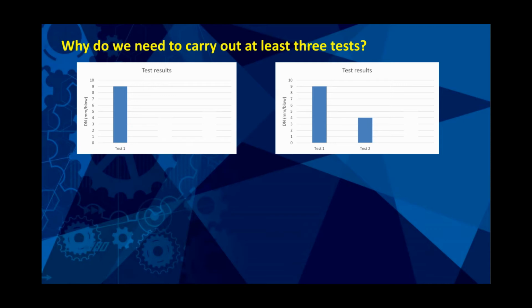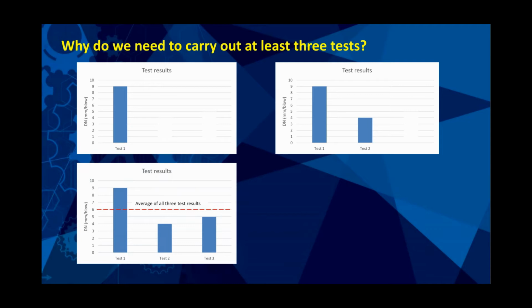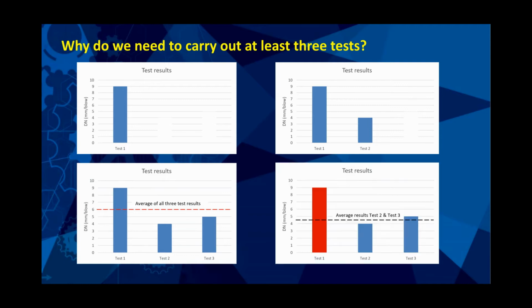So we have to carry out a third test, as shown in this diagram. And test number 3 gives a result that is fairly close to test number 2. It's apparent that we may have more confidence in combining the results of test number 2 and 3 and regard test number 1 as not being a valid test result for that material. If we were to use the average of all 3 tests, we would get a DN value of 6. Whereas if we disregard test number 1 and use the average of test number 2 and 3, we will get a DN value of 4.5.